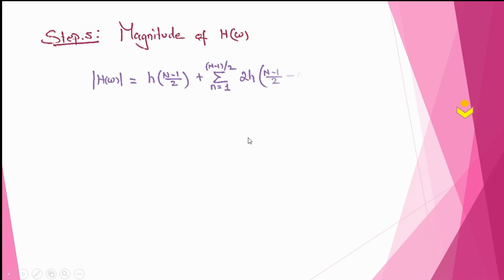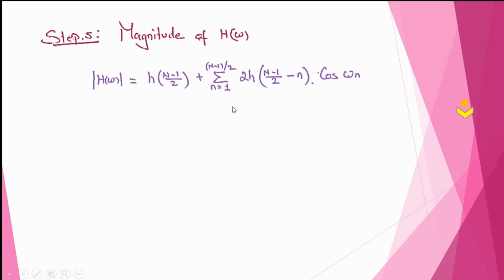To determine that magnitude value, we know the formula: H((N-1)/2) plus the summation from n equals 1 to (N-1)/2 of 2 H((N-1)/2 minus n) cos(omega n). So this is the formula that we know to determine the magnitude of H(omega).